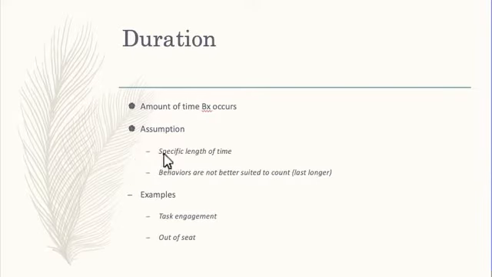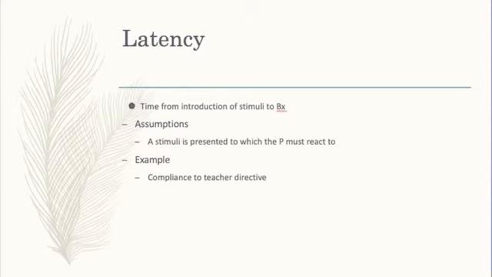Duration, the assumption is this thing lasts a specific length of time. Behaviors are not better suited to count and they last longer. Examples are task engagement or being out of seat. And for latency, this is the time from the introduction of a stimulus to the behavior. The assumption is a stimulus is presented to which the participant must react. An example is compliance to a teacher directive. So the teacher says something, how long does it take for them to actually get out their book and do it?